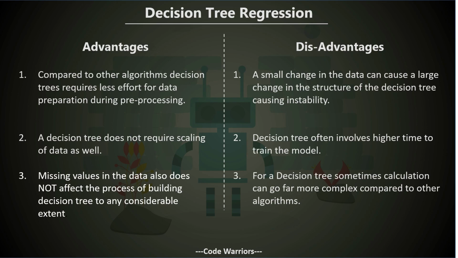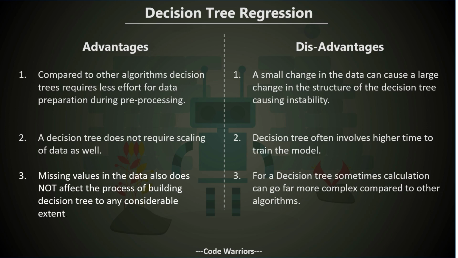Now after this, we have the disadvantages of using decision tree. So the first disadvantage is that a small change in the data can cause a large change in the structure of the decision tree, causing instability. As you have seen earlier, the decision tree uses splitting of data. So when there is a small change in the data, the number of splits can be different. The regions that we got earlier can be different in another split if the data has changed a little bit. So this will cause instability in the decision tree training model. So we have to be careful about that.